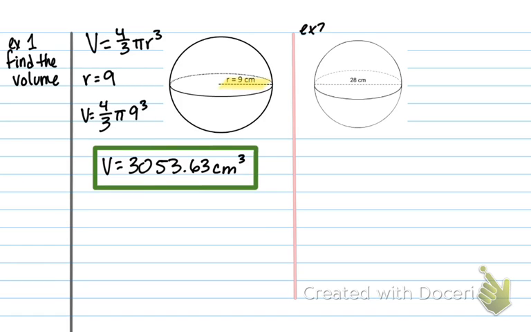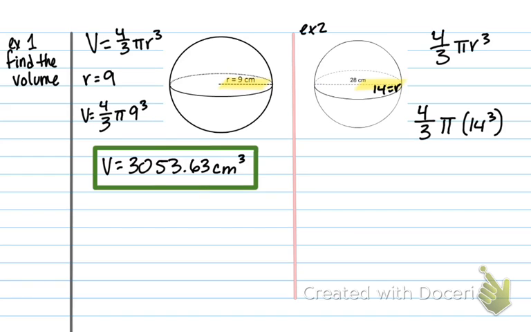Okay, for example number 2, here they give us the diameter, so we don't need the entire thing, we only need half of it. So we need half of 28, which is 14. So 14 is going to be our r. Okay, so if we put 4 over 3 pi r cubed, that's our equation. In our calculator, we're going to put 4 over 3 pi times 14. If you want, you can do parentheses, times 14 cubed, just like that.